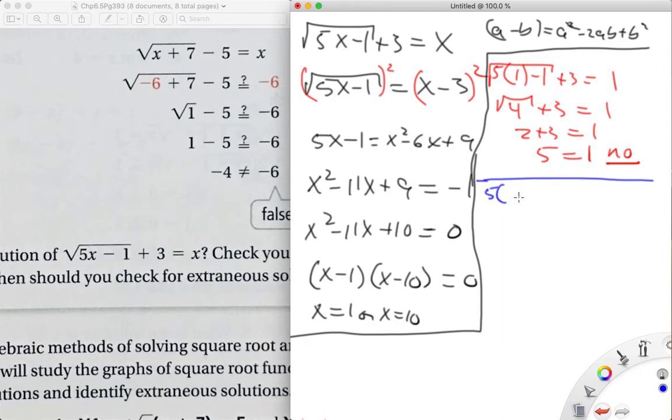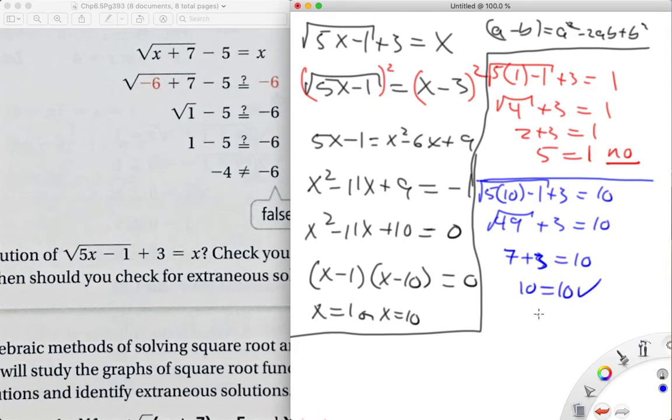So we have the square root of 5 times 10 minus 1, plus 3 equals 10. 50 minus 1 is 49. The square root of 49 is 7, plus 3 equals 10. 10 equals 10, so this is a yay. Alright, so the answer is 10.